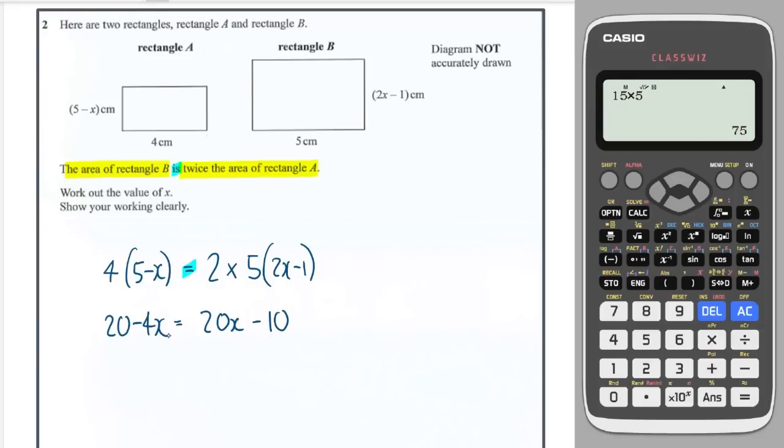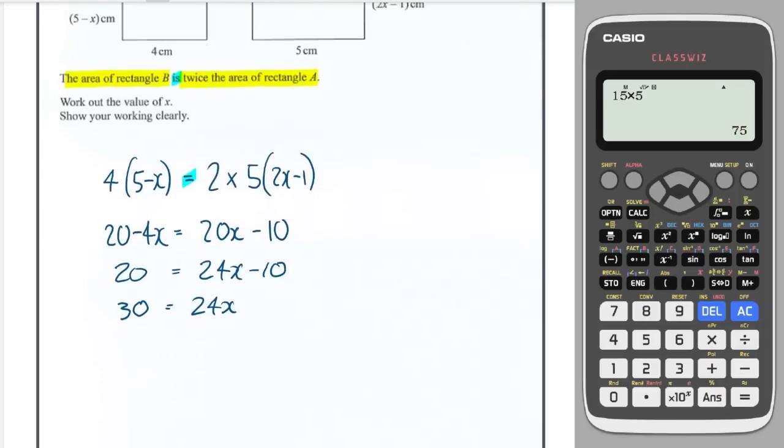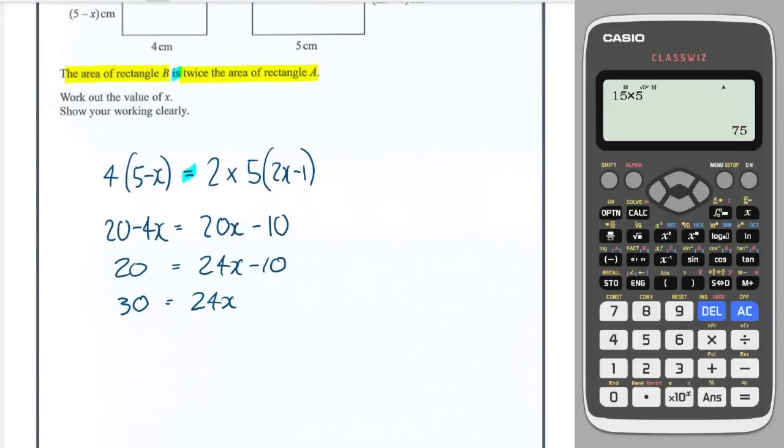The smallest x is the minus 4, so I'm going to add that to both sides. That's going to give me 24x. I'm going to add the 10 to both sides and get 30, and that's going to give me 24x. And then dividing through, I will get 30 divided by 24, which is 1.25. So x equals 1.25.